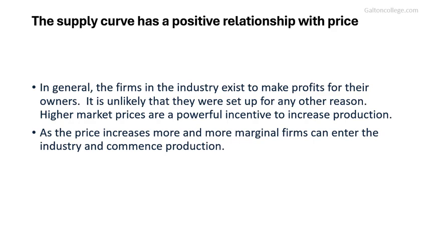As the price increases, more and more marginal firms can enter the industry and commence production. A marginal firm is a producer who's not in the market, but who's thinking of joining, but hasn't got in because they're too worried about the competitive state of the market. It's thinking of coming in. So these marginal firms will join. As the price rises, they see more and more incentive to join the market. So increasing the price, more marginal firms will join and more will be supplied in the marketplace.